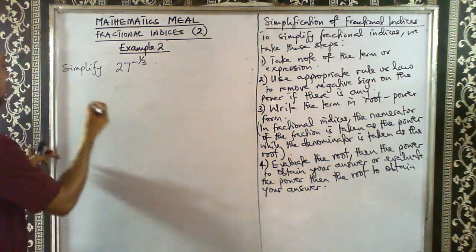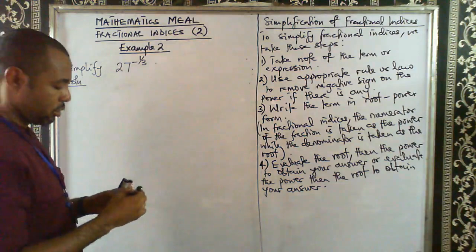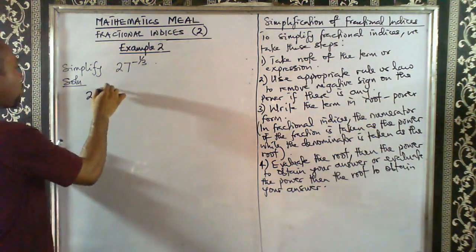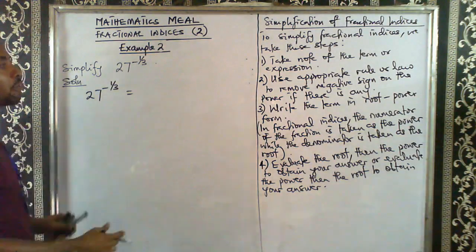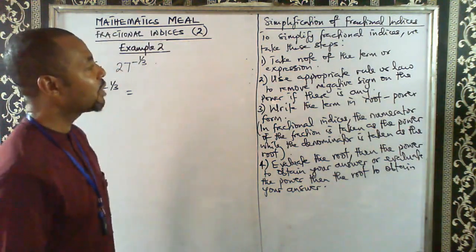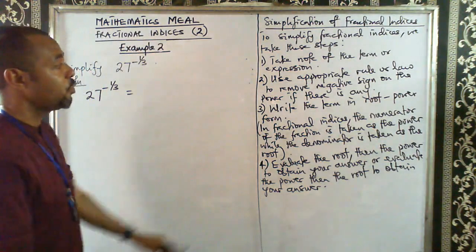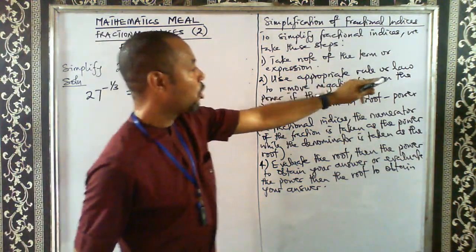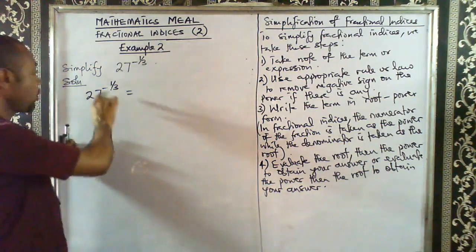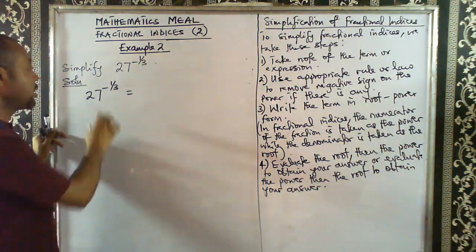So let's solve this together. What's the solution to this now? 27 raised to power minus 1 over 3. Now the same principle that we use will also be applied here. So we have taken note of the expression. Use the appropriate rule or law to remove the negative sign on the power. We are going to use this step too, because we have a negative sign on the power.